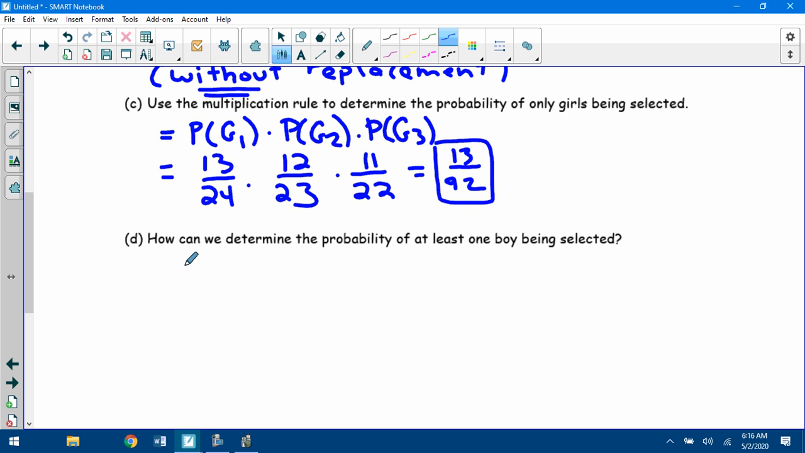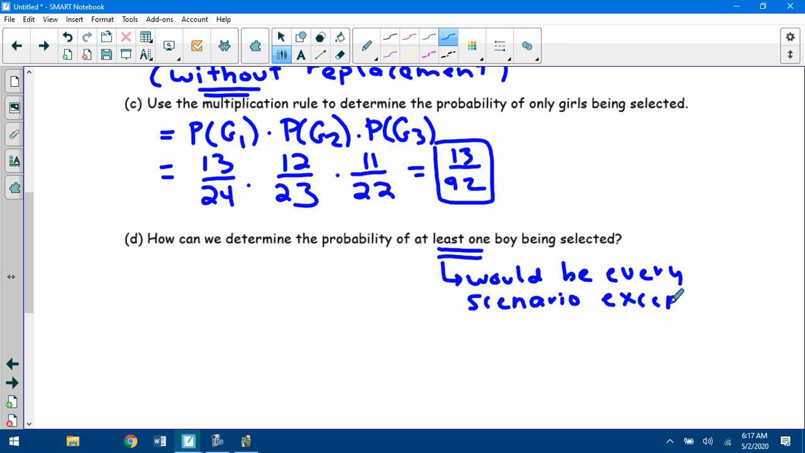Okay, last question on this page. How can we determine the probability of at least one boy being selected? Well, at least one boy, think of this, there's a lot of possibilities. It could be boy, girl, girl, or boy, boy, boy, that's still at least one boy, or girl, girl, boy. There's lots of possibilities. Sometimes it's easier to think what is not included here. So at least one boy would be every scenario except all girls.